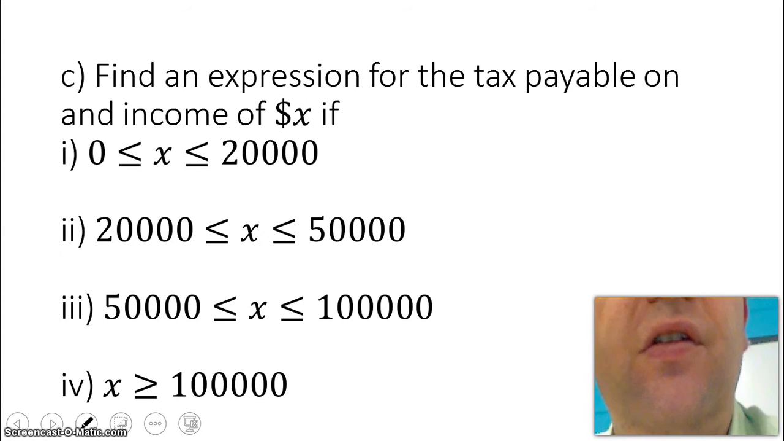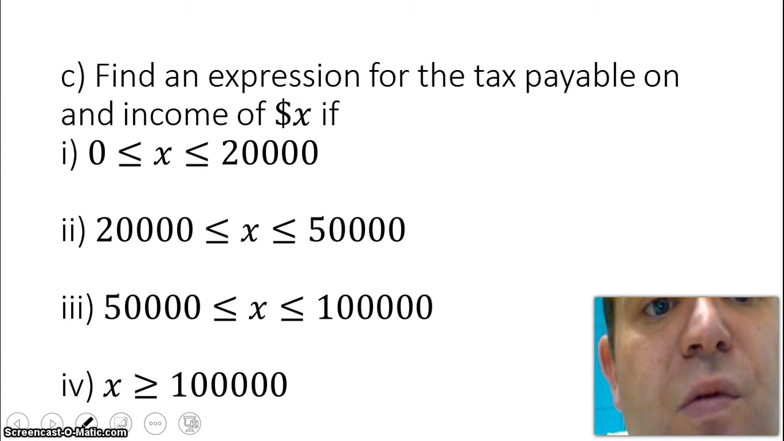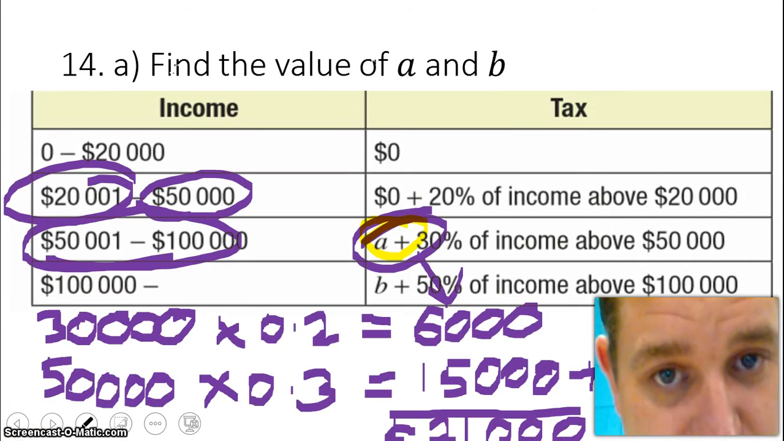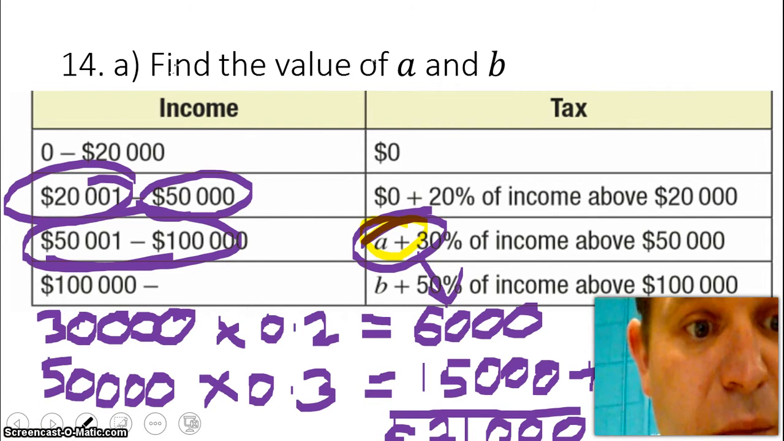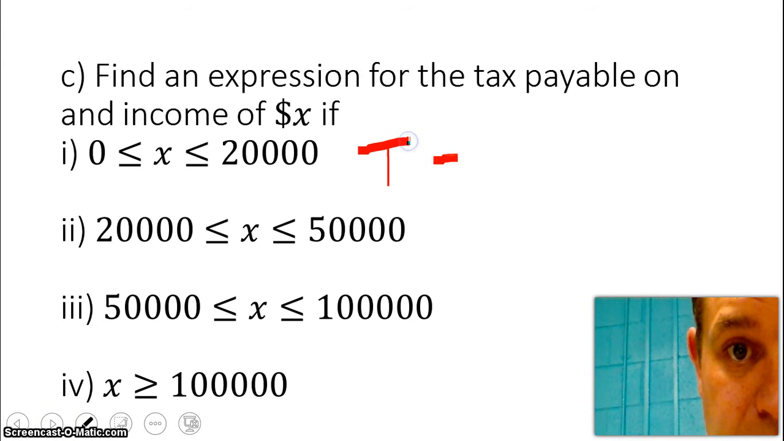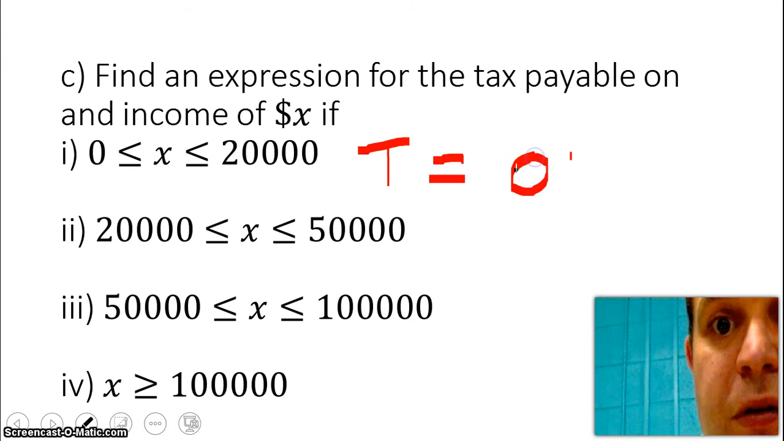Find an expression on the tax payable for an income if it is between 0 and 20. Well, if we go back to our table, 0 to 20, they pay 0 tax. So easiest way to do this one, tax payable equals 0 times X.